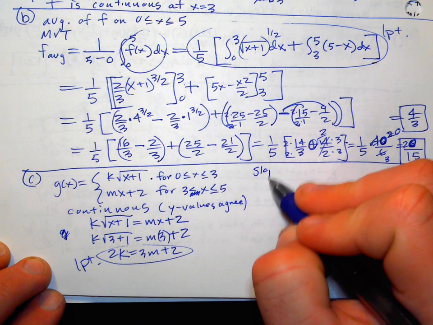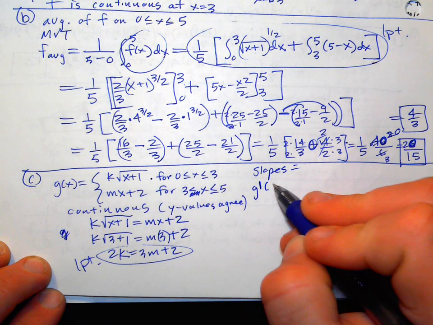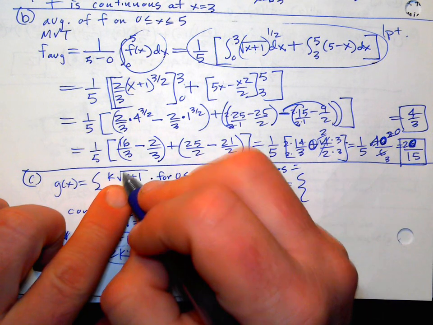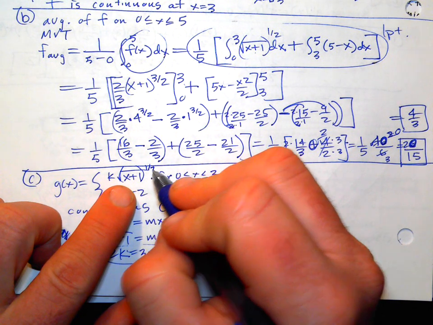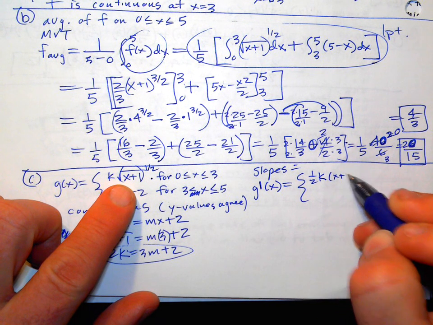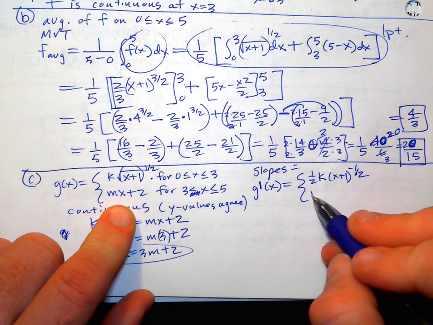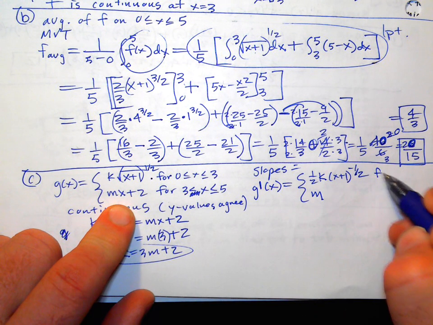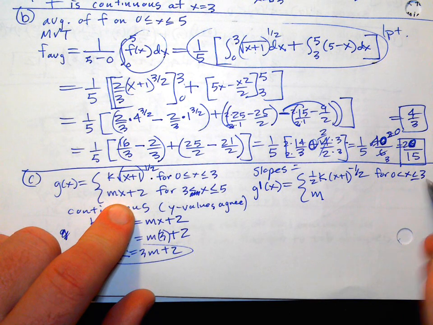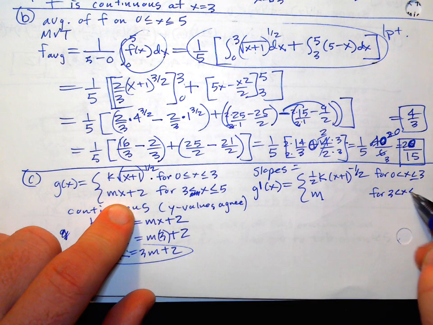that the slopes have to be equal. So what I usually do is I take the derivative of it piecewise, and I say, okay, well, this is to the 1/2. Now remember the x is just a number, so it's going to be 1/2 k x plus 1 to the negative 1/2, and the derivative of this is just going to be m. And this is going to be from 0 to x to 3. And this is going to be from 3 to 5.